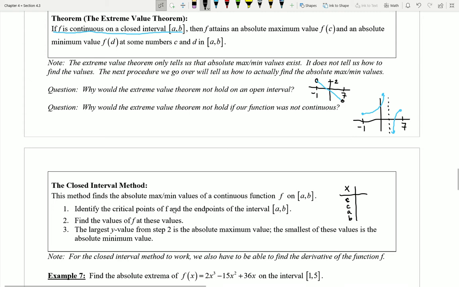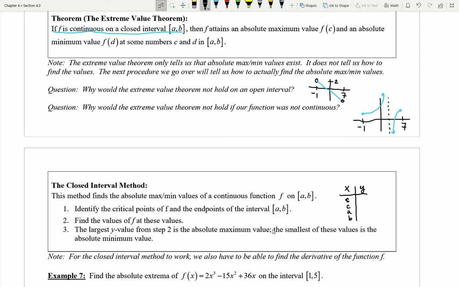Once I have all of these points, this is my list of potential candidates for highest and lowest y's on this interval. Then I can go to my function and calculate their associated y values, and see which one of these spits out the biggest value and which one spits out the smallest value. That's combining steps 2 and 3: find the y values and fill out my table. Then the largest of these is my absolute max, and the smallest of these is my absolute min.